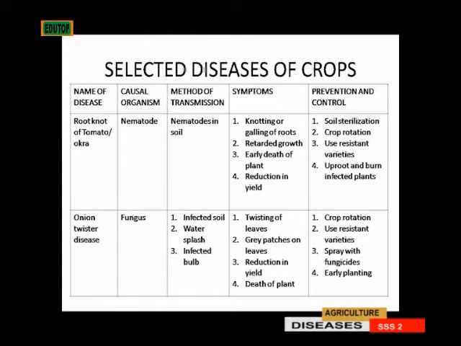How do you control or prevent onion twister disease? You use the crop rotation method, you use resistant varieties, spray with fungicide, and then do early planting.